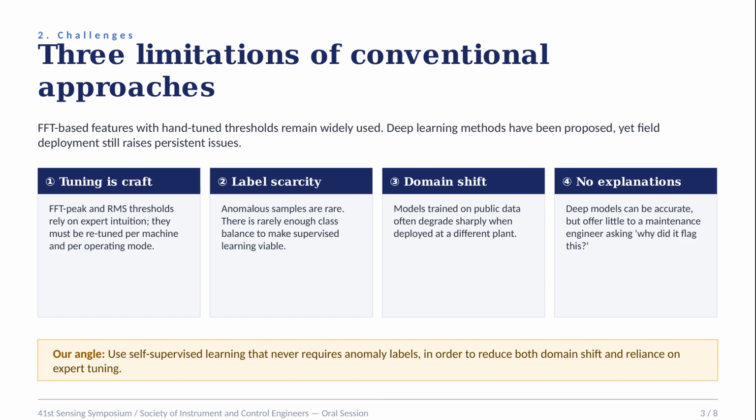Now, moving on to the main challenges, conventional approaches still have several weaknesses. Threshold-based methods often depend on expert judgment, so they need to be tuned again for each machine and operating condition. Supervised learning is also hard to apply because fault examples are too scarce, and even when deep models perform well, maintenance teams still want a clear answer to why a machine was flagged.